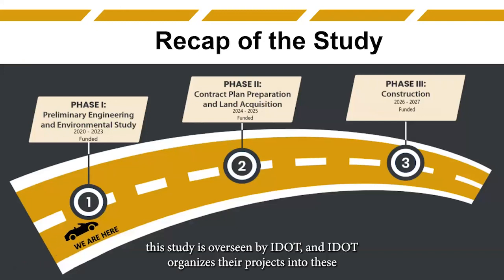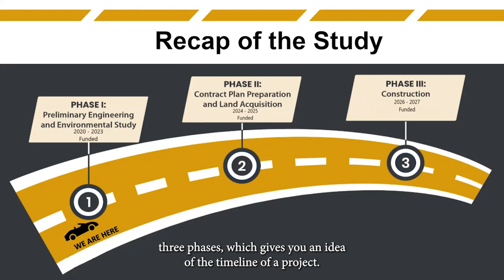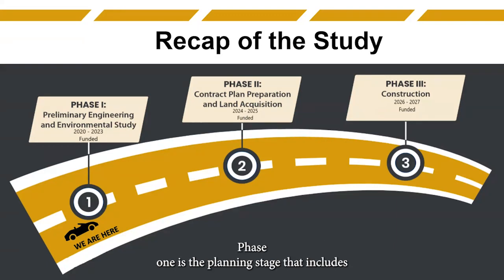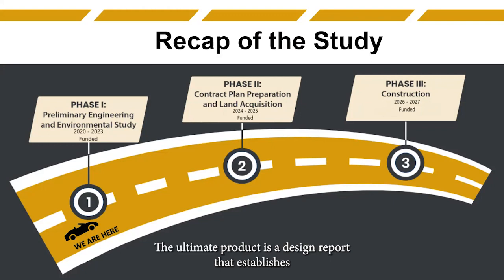As a reminder, this study is overseen by IDOT, and IDOT organizes their projects into these 3 phases, which gives you an idea of the timeline of a project. Phase 1 is the planning stage that includes preliminary engineering and environmental studies. This is the phase we're currently in for this project. The ultimate product is a design report that establishes a recommended alternative and guides the development of phase 2.